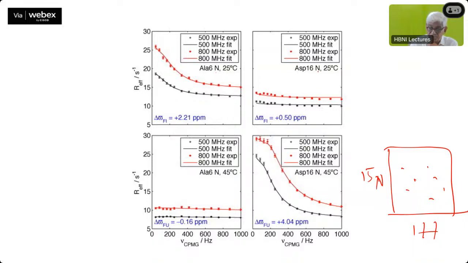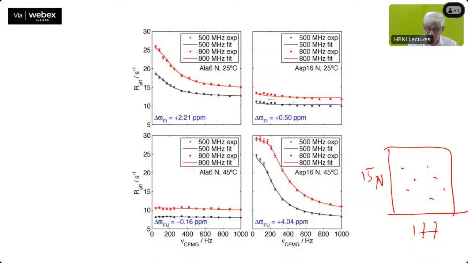You go to aspartate 16, the decay is much less, much flatter at 25 degrees, and you go to 45 degrees here, the decay is much more. The exchange rate is more, so it will depend upon the temperature also, right? If there is exchange, certainly exchange will be influenced by the temperature. Therefore, you do temperature dependence also in this case.